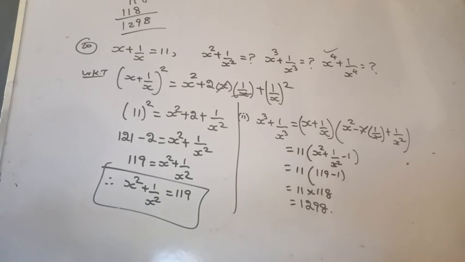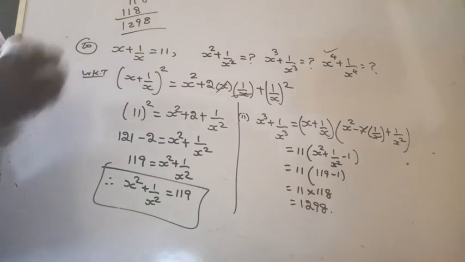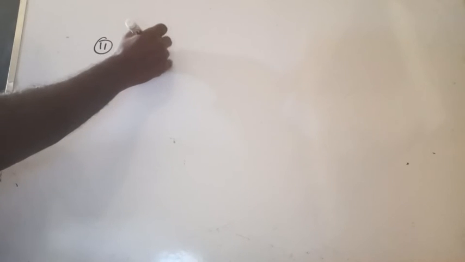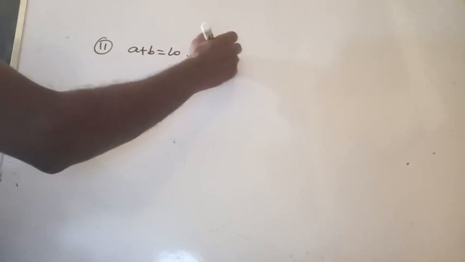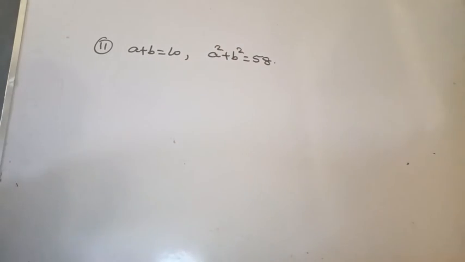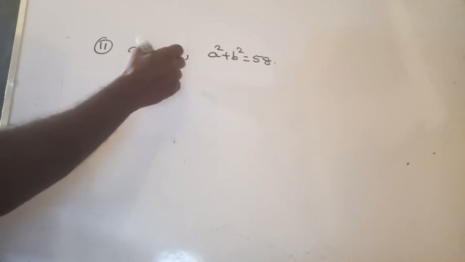Now come to the last question, the 11th question, the last question in this worksheet. It is given that a plus b equals 10, and a square plus b square is 58. You have to find the value of a cube plus b cube.